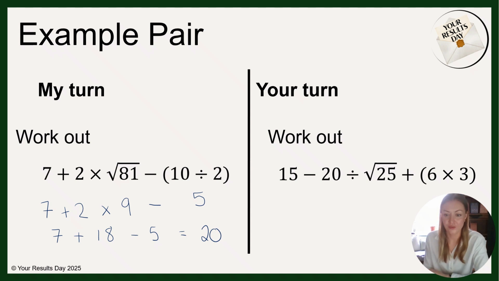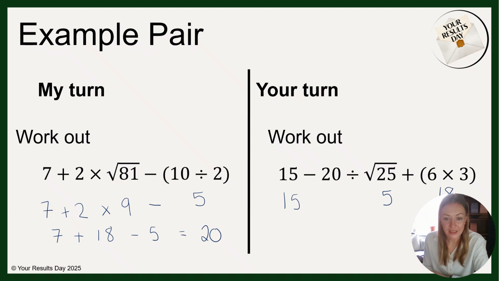And here's one for you to have a go at. Pause the video if you need a bit longer. Just like before, we've got brackets first. So 6 times 3 is 18. And the square root of 25 is 5.